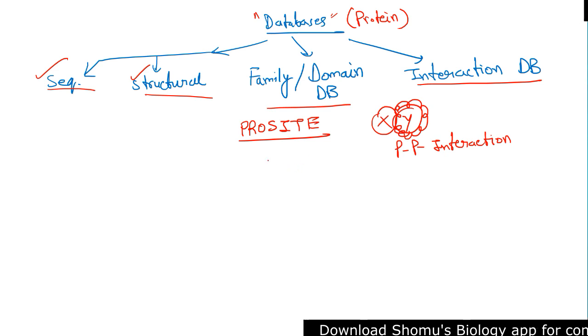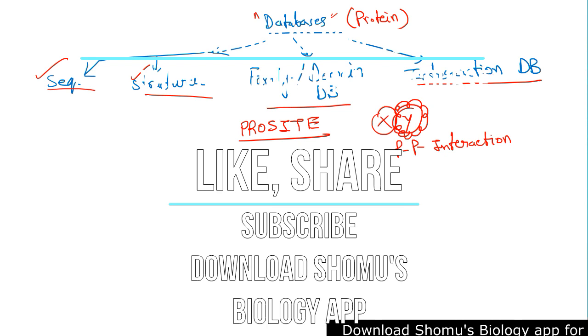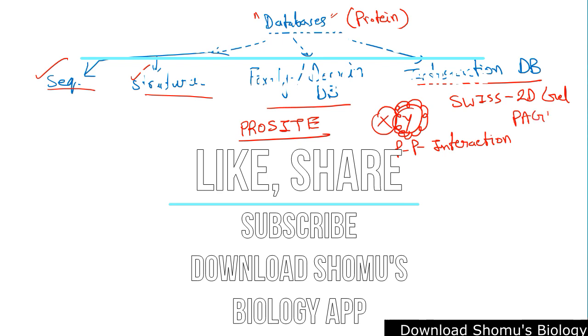I will not explain what a domain and a motif are right here because this is a class of bioinformatics. And we have interaction database. An example of such an interaction database is Swiss 2D, Swiss two-dimensional gel PAGE. What is PAGE? Polyacrylamide gel.